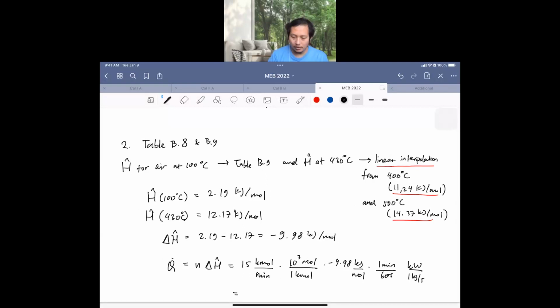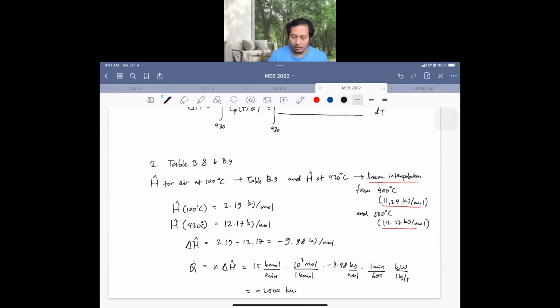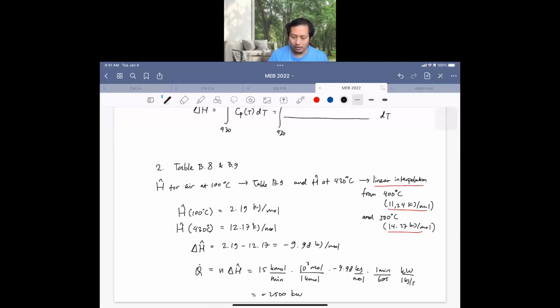So this will be equal to negative 2500. I think Tables B8 and B9 will be very helpful if you have specific numbers, especially when the temperature is exactly the same as the given information. You can also do some interpolation to find the enthalpies, then get the delta of the enthalpies immediately and use it in the equations.